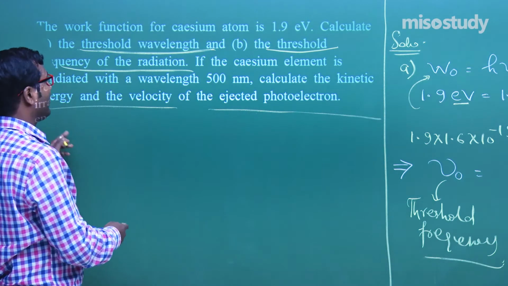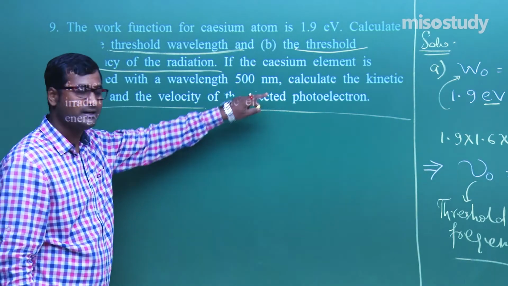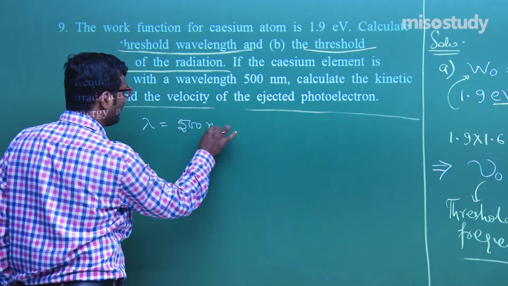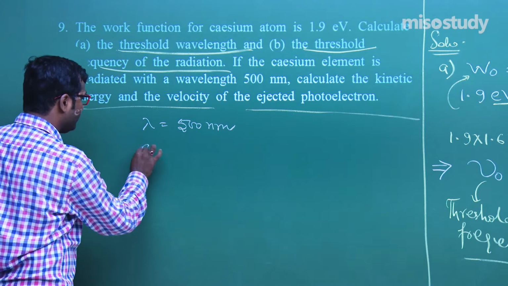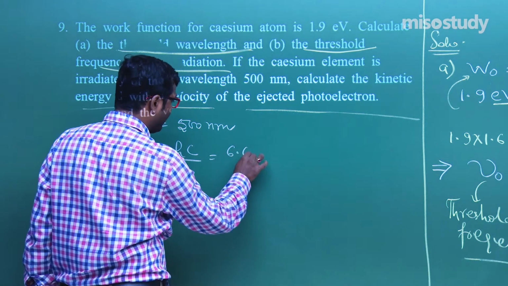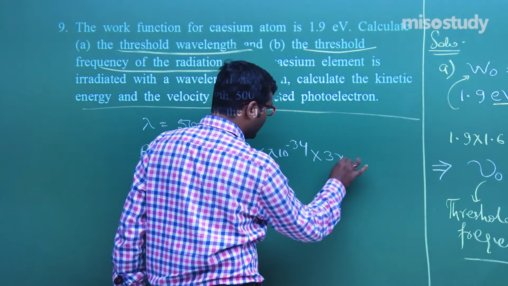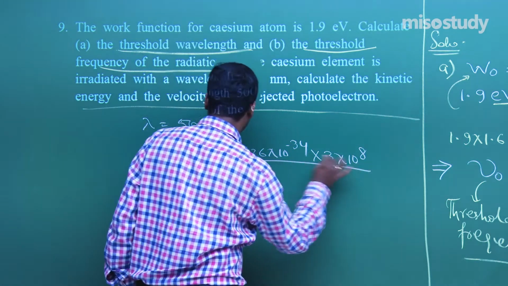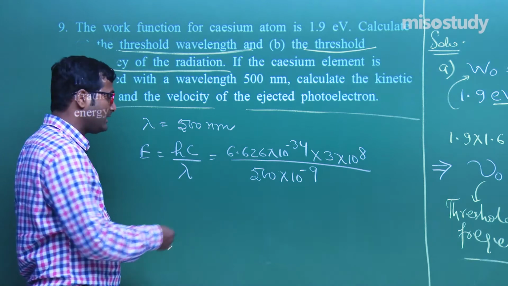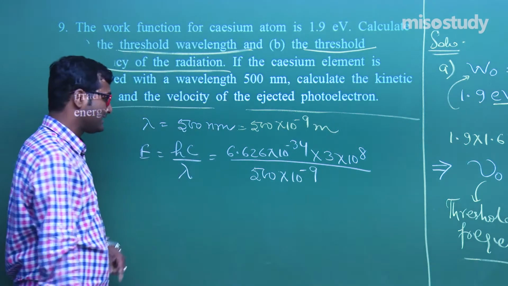Now, look at, if the caesium element is irradiated with a wavelength of 500 nanometer. Now here is the second part of the question. Here wavelength is 500 nanometer. Clear to you? So E will be equal to hc upon lambda, and h is equal to 6.626 into 10 to the power minus 34 into 3 into 10 to the power 8 upon lambda, which is 500 into 10 to the power minus 9 meter, because 1 nanometer is equal to 10 to the power minus 9 meter. Am I right? This is the value of E.